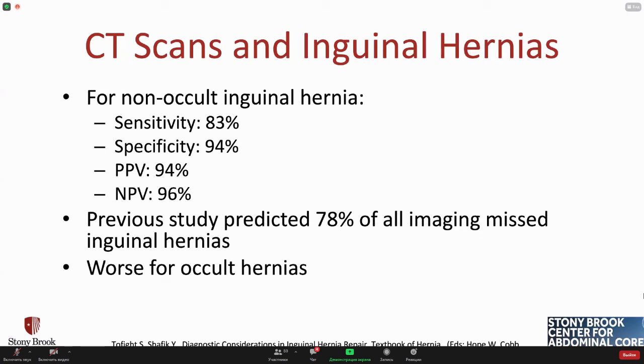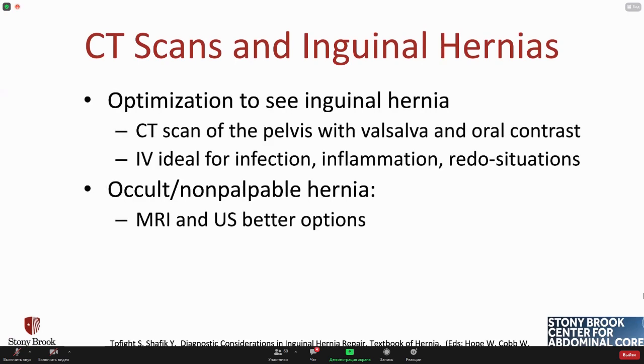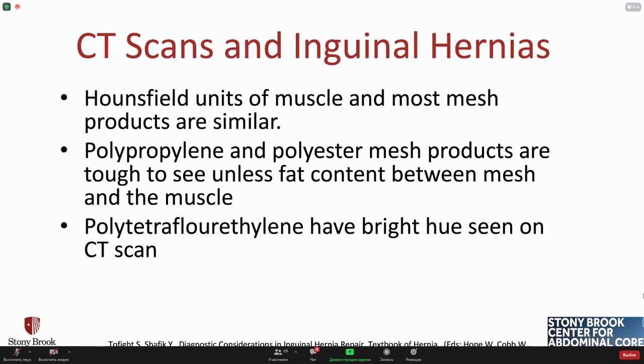For the sake of time, I'm just going to go over very briefly CT scans of inguinal hernias. For non-occult inguinal hernias, they have good sensitivity, but if your patient comes in with an occult hernia, I wouldn't go for the CAT scan. I would move forward with an MRI, which is probably more helpful for finding the hernia. As for optimization to see inguinal hernias, you want to really try to get there with Valsalva. A lot of times for smaller hernias or occult hernias, you're not going to pick them up using CT scans. But if you do it with a Valsalva, you have a higher sensitivity to pick them up as well.